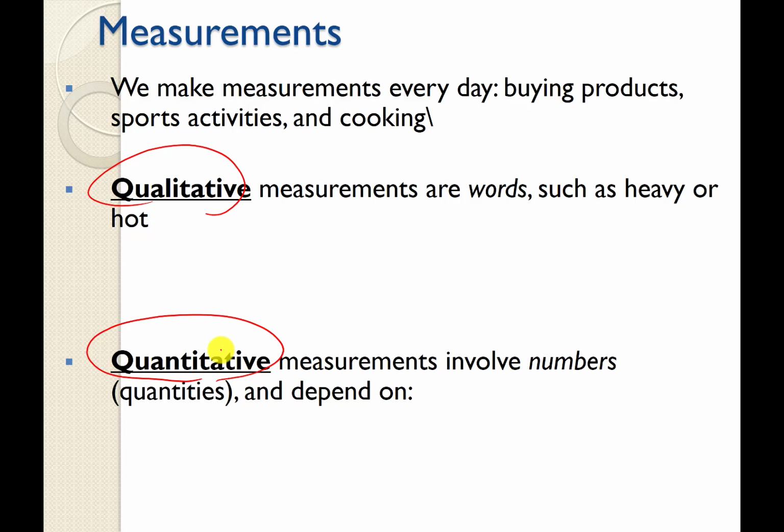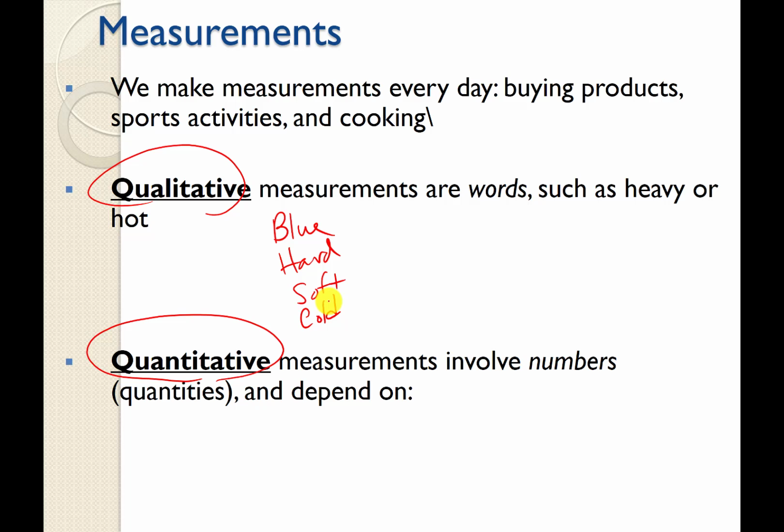You might be saying the object is blue. That would be qualitative. You might be saying that it is hard. That would be qualitative. You might say that it is soft. That would be qualitative. All of these are qualitative observations. They require words to describe them. You might even just say that it's cold. That also would be qualitative.